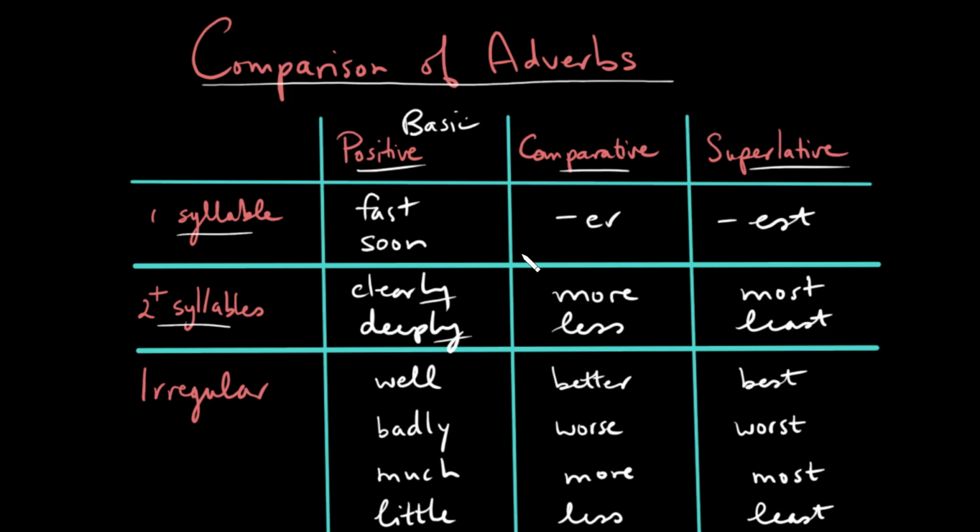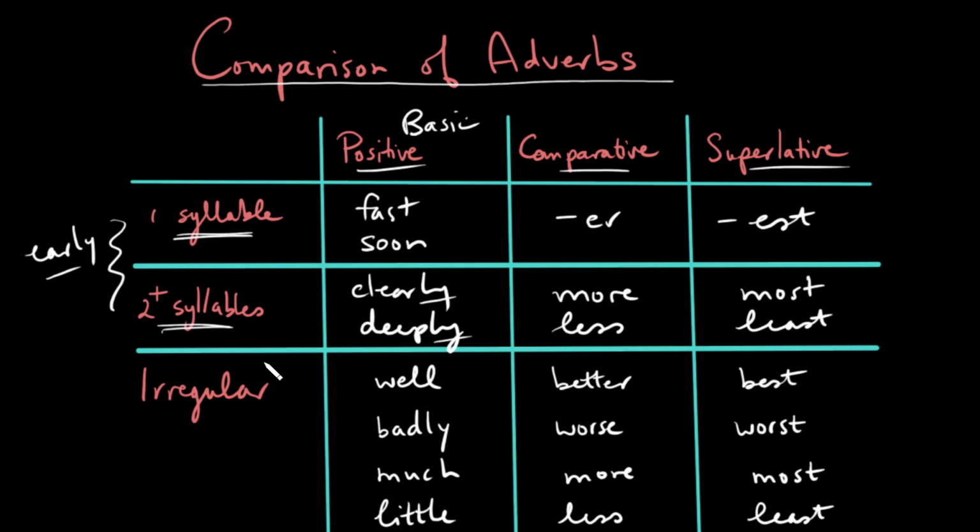And the nice thing about adverbs is that they pretty much all follow this pattern with one or two syllables. The only exception is early. So early is actually two syllables long, but it falls into this first category. You tend to say earlier and earliest, not more early or most early. Other than that, all of the adverbs follow this kind of pattern. All of the regular adverbs, I should say, because we'll get to irregular ones in a minute.